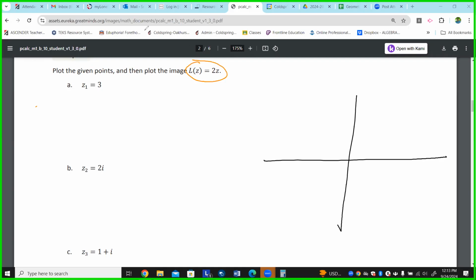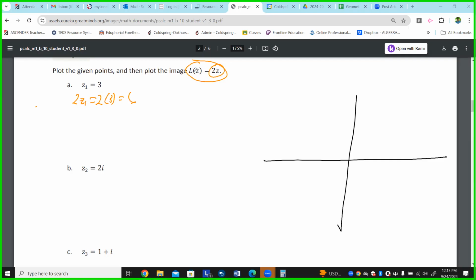All right, so it says plot the given points and then plot the image L(z) equals 2z. Okay, what this is basically stating, if z1 is equal to 3, you are basically going to take this right here and make it 2z1. Right? So z1 equals 3, so this is basically just going to be what is 2 times 3? 6. This is example 1.